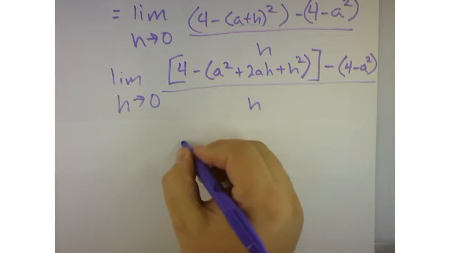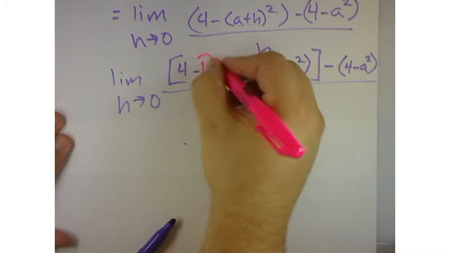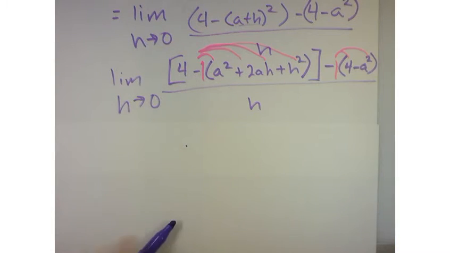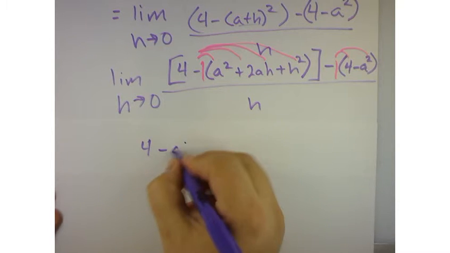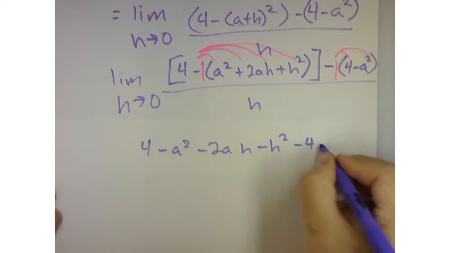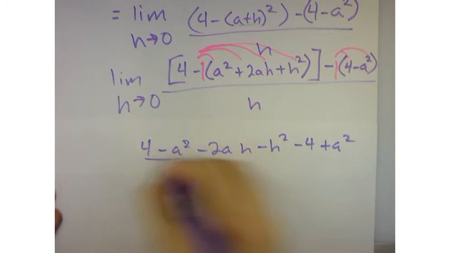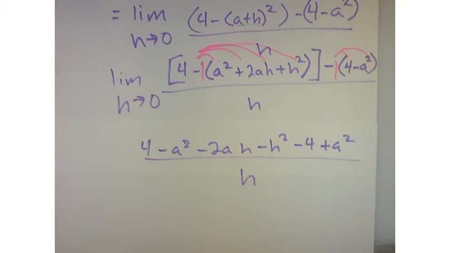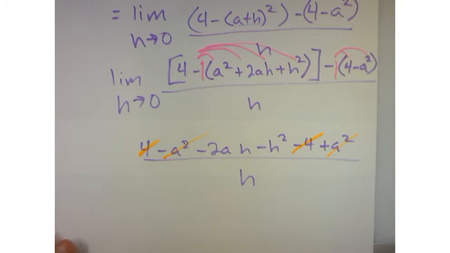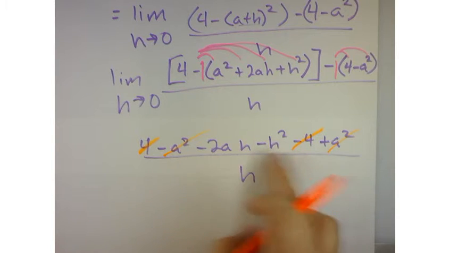The next step is to distribute this -1 through the parentheses, right? I'm going to push the -1 through the parentheses. So I end up with 4 minus a squared minus 2ah minus h squared minus 4 plus a squared, all over h. Now Mr. Adams said any term that does not have an h should cancel at this time. So this 4 minus 4 is 0, and this a squared minus a squared is 0.